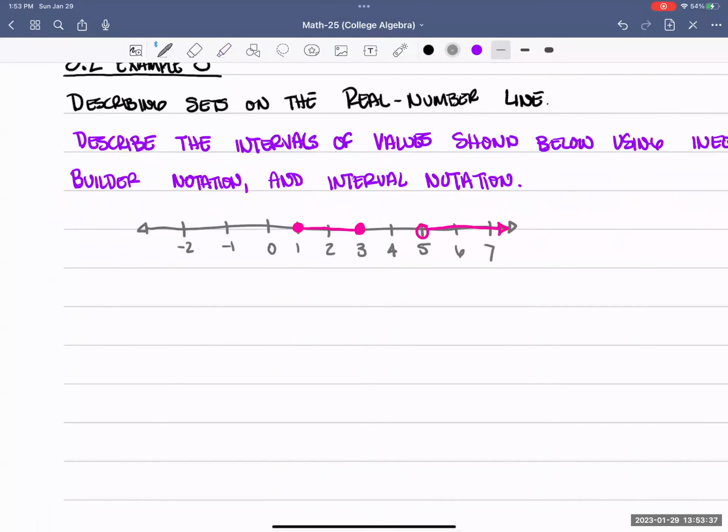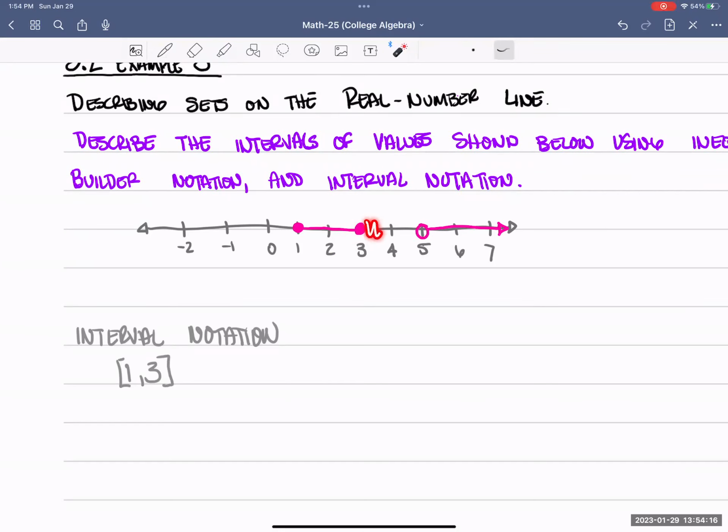So interval notation, we're going to start from looking at where we start. And it looks like we're starting here at 1. Interval notation starting at 1. And that one's a closed circle, so we're going to use a bracket there. And from 1, we go all the way up to 3. And here at 3, we have a closed circle as well. So we're also going to use brackets.